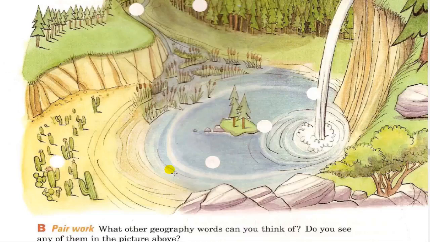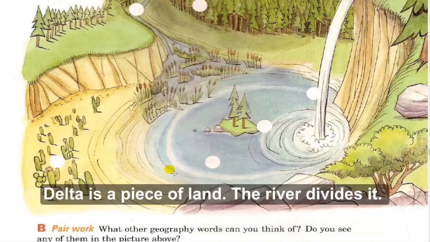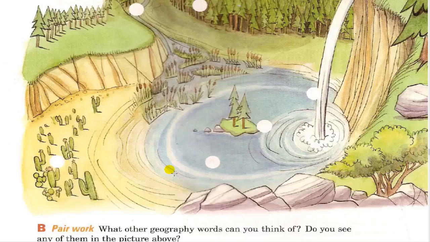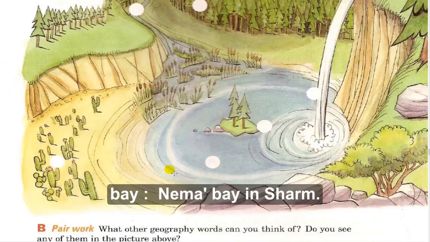Delta. In Egypt we have Upper Egypt and the Delta. The delta is a piece of land. The river divides it. In Egypt, the Nile divides the delta by the Dumyat branch and the Rashid branch. Bay, B-A-Y, like Naama Bay.